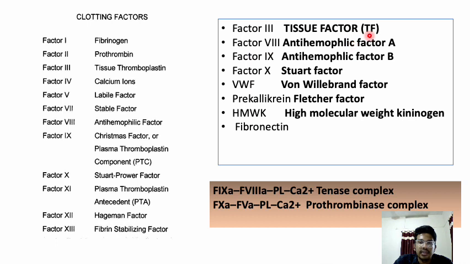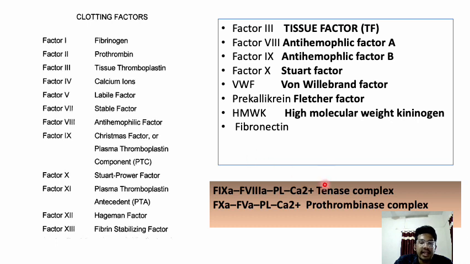Factor 3 is otherwise called the tissue factor. Factor 8 is otherwise called the antihemophilic factor A. Factor 9 is called the antihemophilic factor B. Factor 10 is called the Stewart factor, otherwise known as the Stewart-Prower factor. VWF is the von Willebrand factor. Prekallikrein is called the Fletcher factor. HMWK is the high molecular weight kininogen, and there is fibronectin. These are some of the important factors.